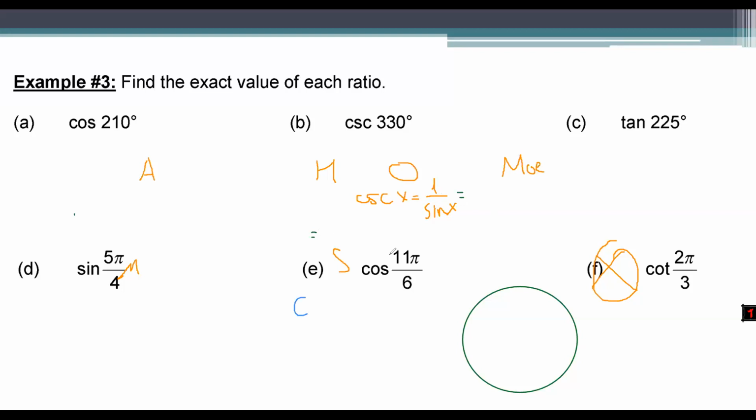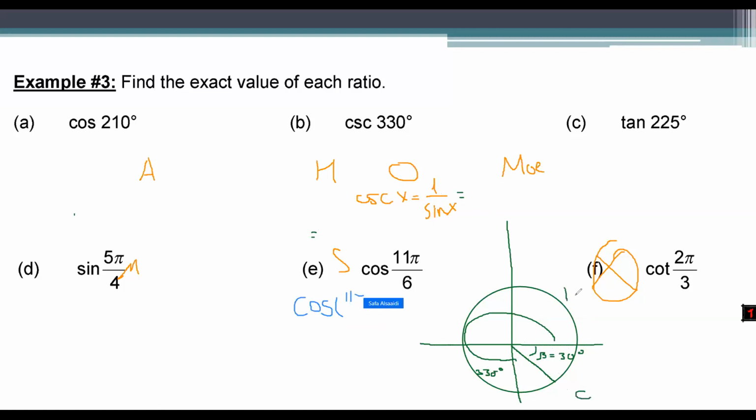Let me show it here. So basically what Safa did, she got an angle of 330 degrees, and her acute angle beta equals 30 degrees. And she remembers the CAST rule, which means that the sine function is positive only in the first and second quadrant. So here it's negative. So negative, and 30 degrees for sine is 1 over 2. So we're going to get 1 over negative 1 over 2 equals negative 2.